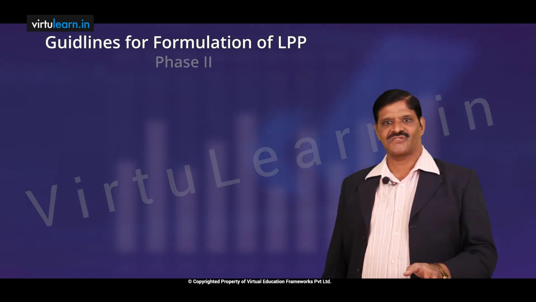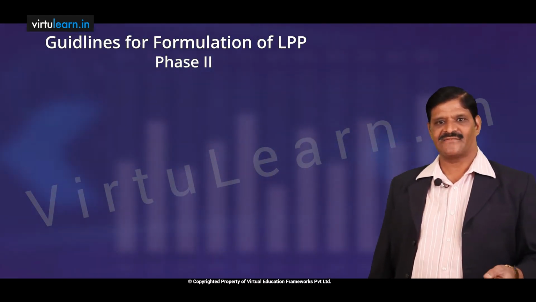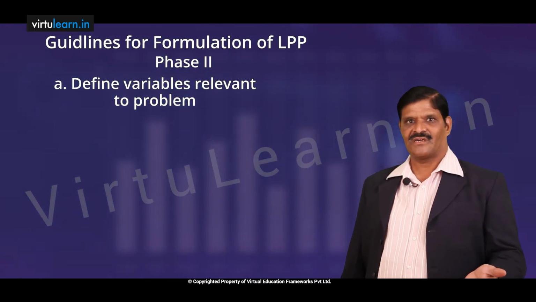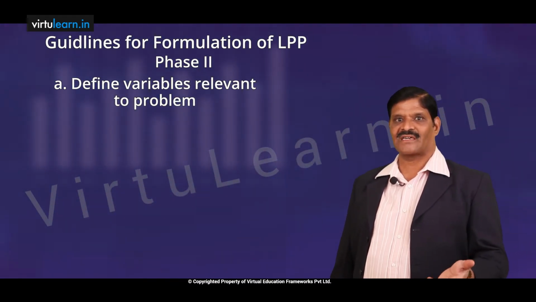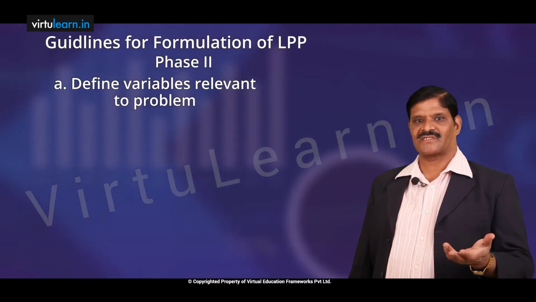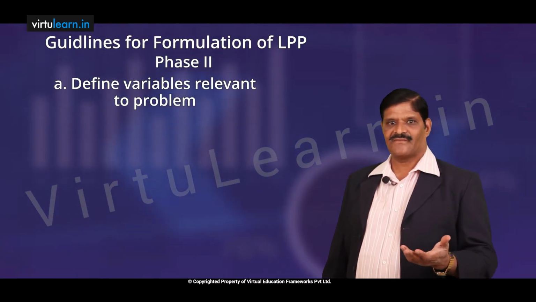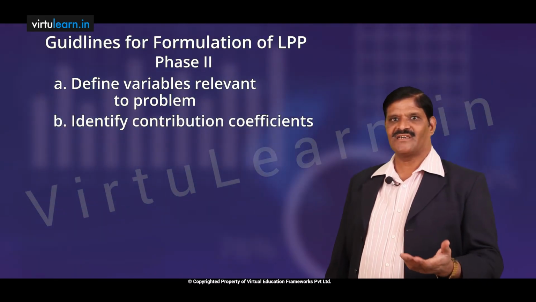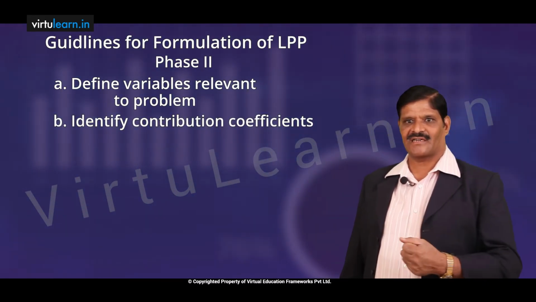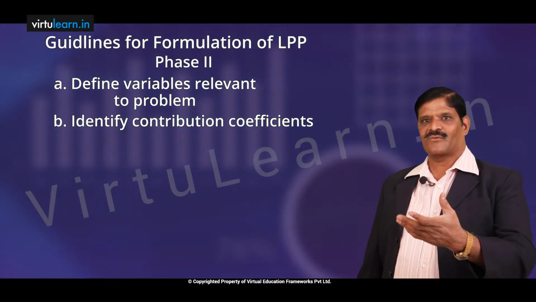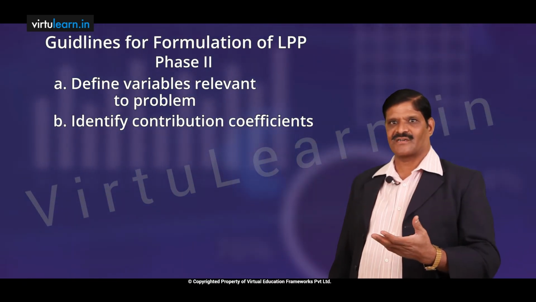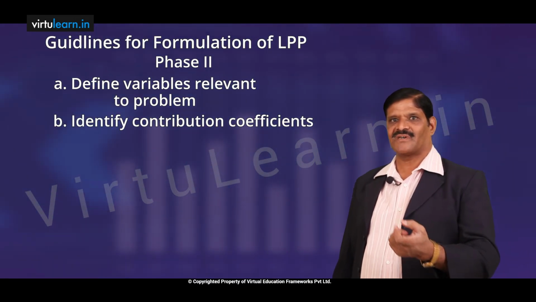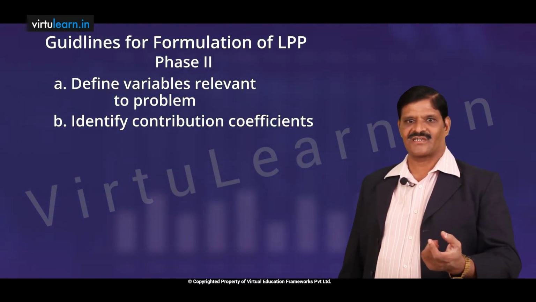Then in phase 2, we have to identify the variables that are relevant to the problem, which will have more impact on the problem. That is what, first of all, we need to do in phase 2. Then, what is the contribution by each of the coefficients? For example, if an organization is producing 3 kinds of products, the profit for each product is given. We need to understand the contribution by each unit.